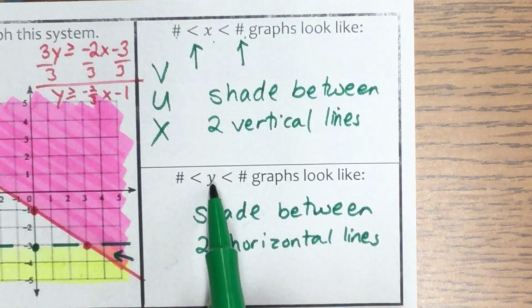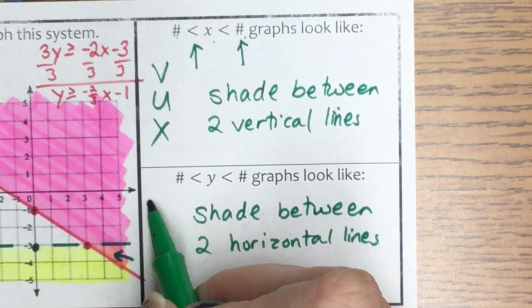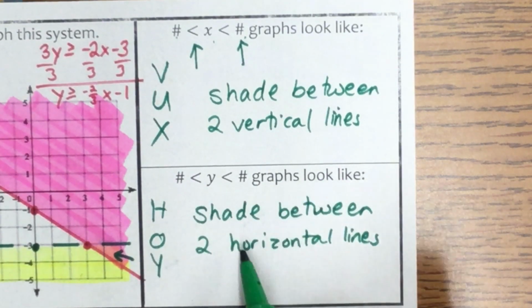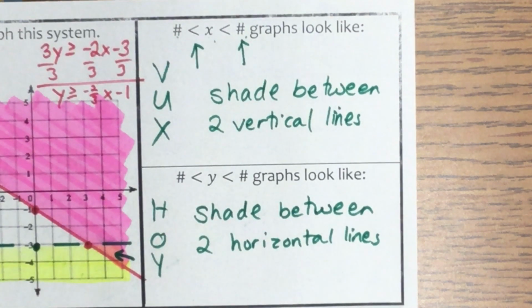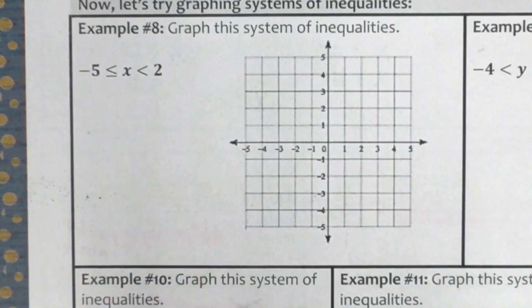Similarly here, we have y that's between two numbers. Since there's no x's in the whole problem, it's going to be a HOY problem. So you're going to end up shading between two horizontal lines. They might have the same style, both solid or both dashed, or it could be one or the other. All right, let's take a look at example 8, and let's see this in action.